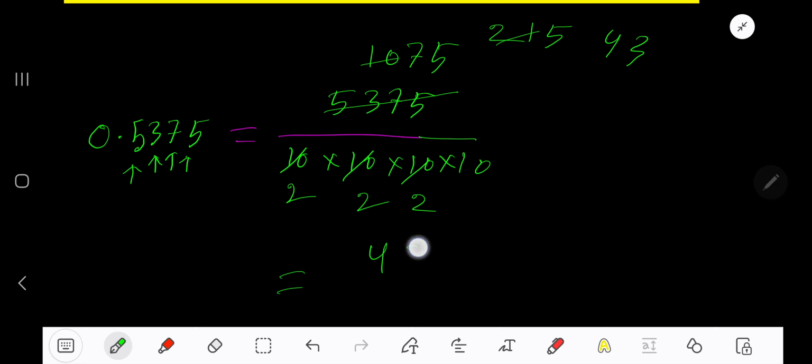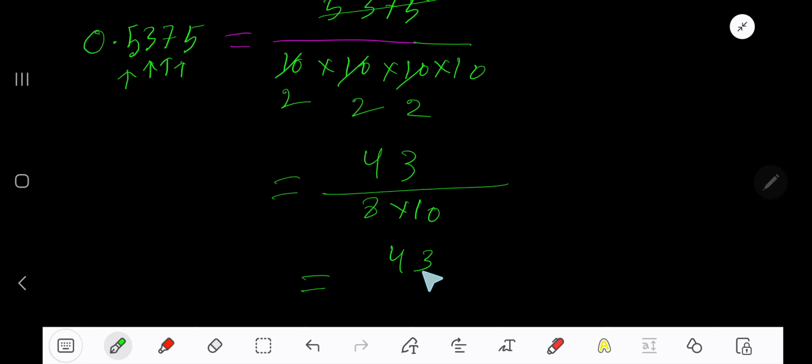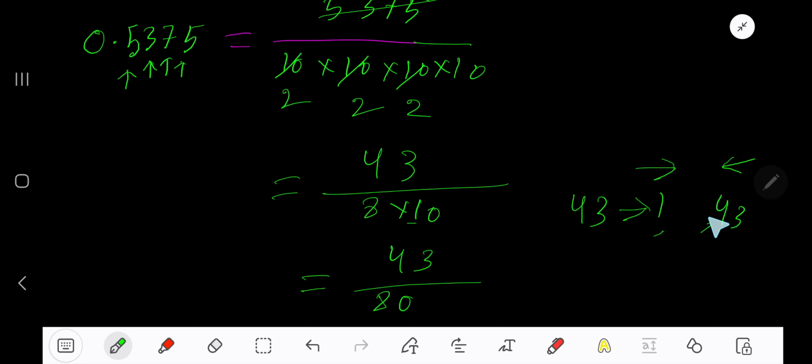Look here, 43 divided by 2 leaves a remainder, and 43 divided by 8 also leaves a remainder. 43 is a prime number, it has only two factors, 1 and 43. You will not find any two numbers between 1 and 43 that produce 43 if you multiply them. So this is a prime number. If you get one prime number in either the numerator or the denominator, you are done.